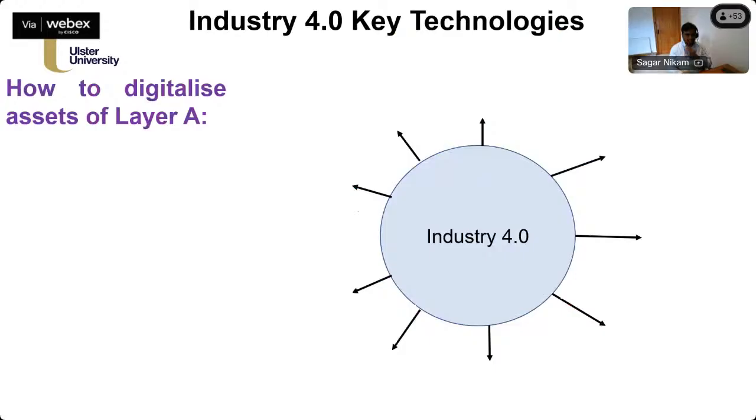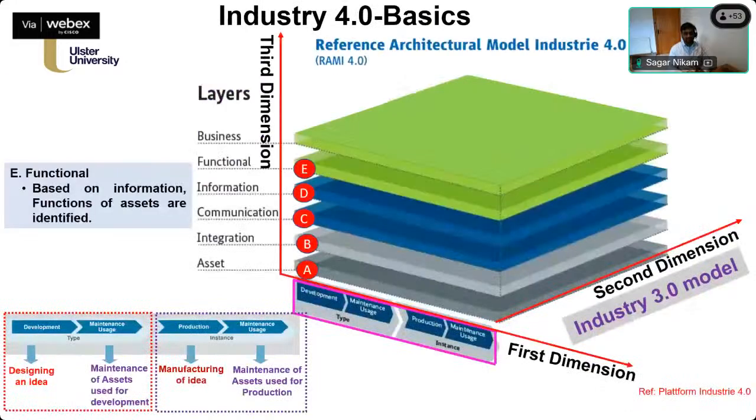And then, sorry, layer F is the business layer, that's the last layer. So all of the particular layers are integrated in performing an optimized, good business model. So these are the different layers in the third dimension of Industry 4.0.